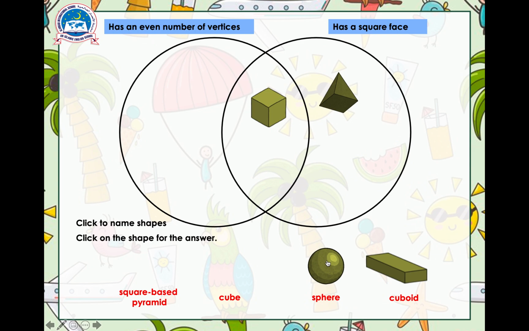Now let's look at a sphere. Does the sphere have a square face? No, it does not. And does it have any vertices? No, it does not. So we do not put our sphere into this diagram. And lastly, let us look at our cuboid. Does it have a square face? No, it does not. But does it have an even number of vertices? Yes, it does. So it will go into this part of our circle.